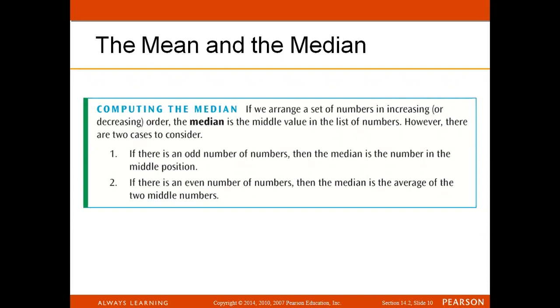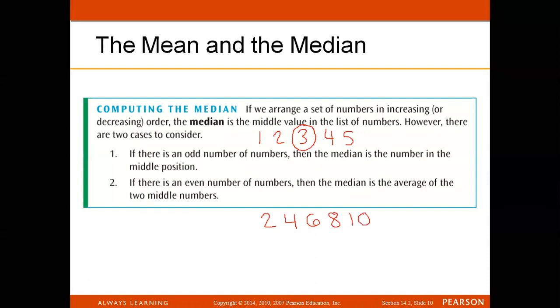For example, if we had a list 1, 2, 3, 4, 5, there's an exact middle when you have an odd amount. If you have the numbers 2, 4, 6, 8, 10, and 12, there's no exact middle. So we average the two middles to find the middle to be 7. So when you have an exact middle, that's the case of having an odd number of numbers. If you don't have an exact middle, you have an even number of numbers, and then you have to average the two middlemost numbers.